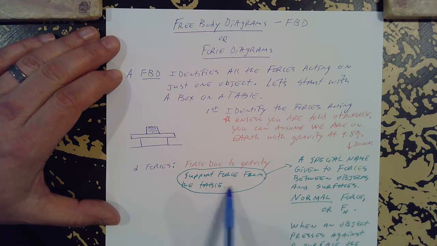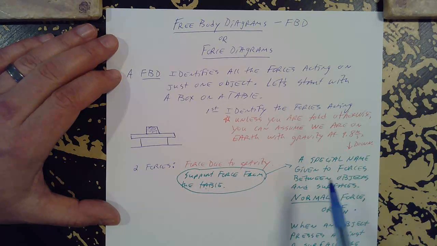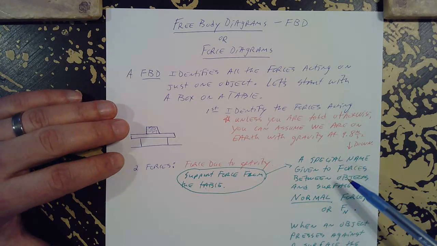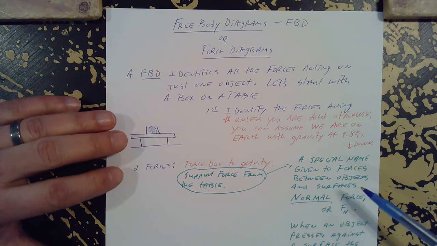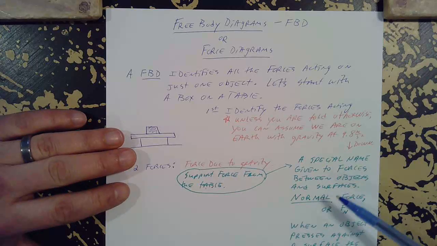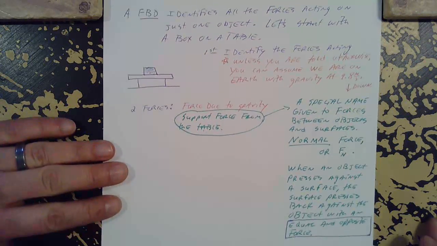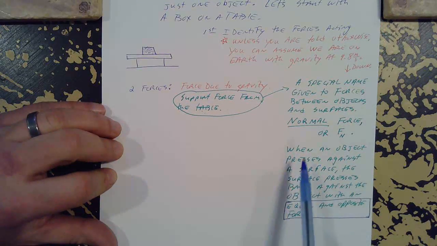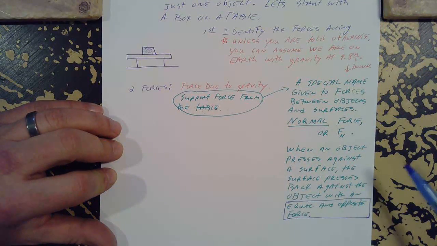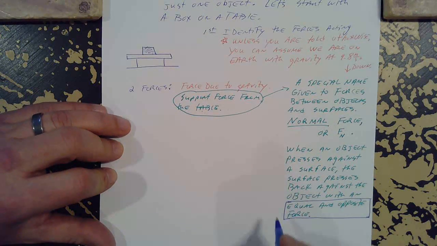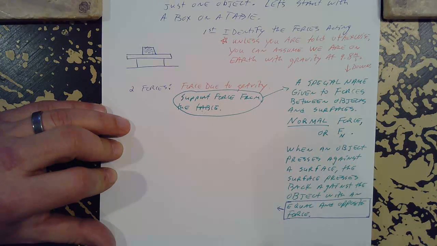There's a special name for this support force. Whenever you have a surface pressing against an object, we call that the normal force, or F sub n. So when an object presses against a surface, the surface will press back against the object with an equal and opposite force. This probably sounds familiar. This is Newton's third law of motion.